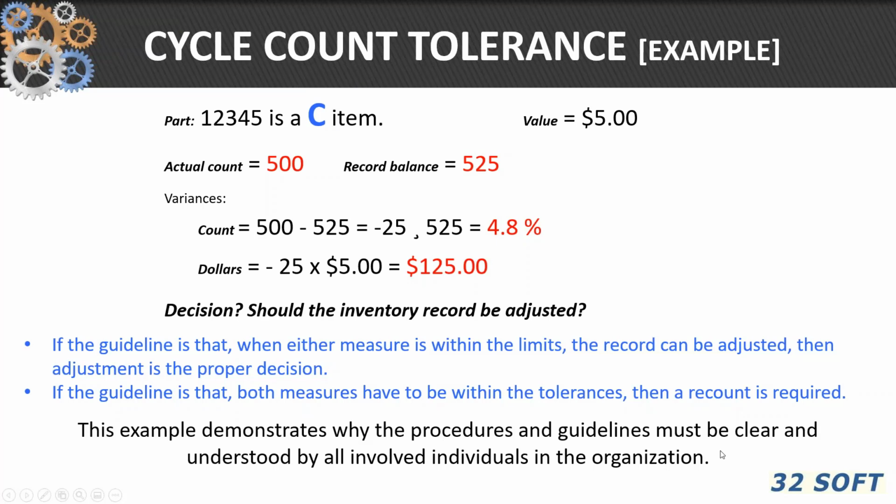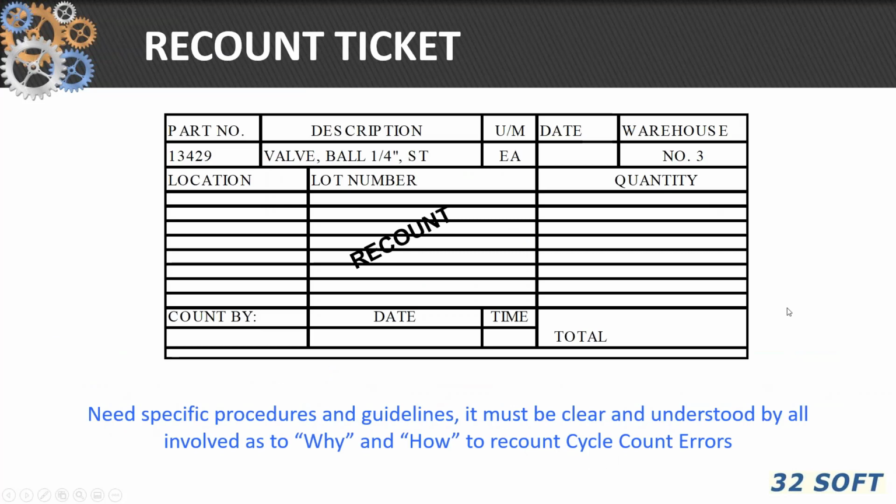So you really need to understand the procedures, the guidelines, what the auditors want, what the accounting people want, and it needs to be understood and involved with all people in the organization. Once you've determined that a part needs to be recounted, a lot of systems have a recount ticket that you can print, or you just give them back the 3.13.1 cycle count print, and then they go out and recount it.